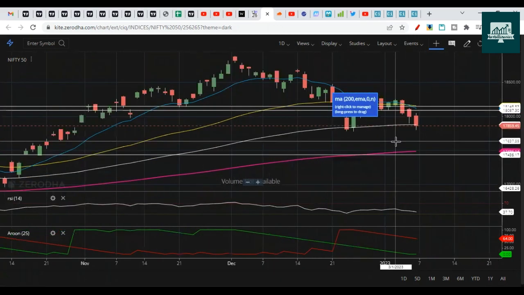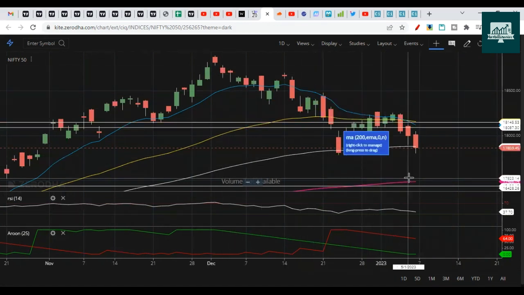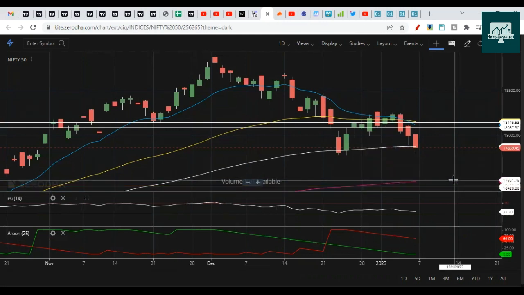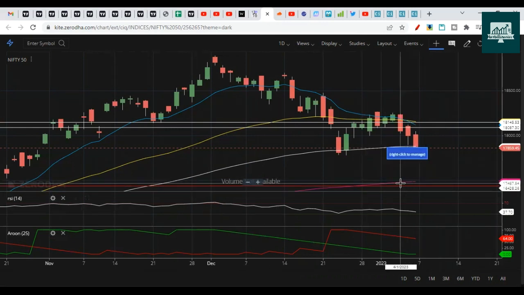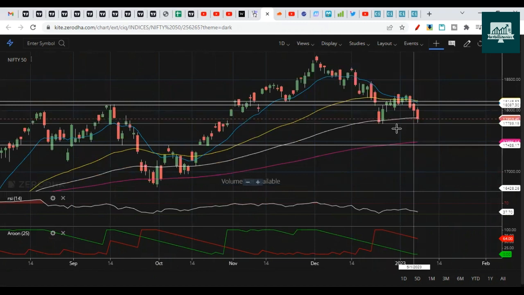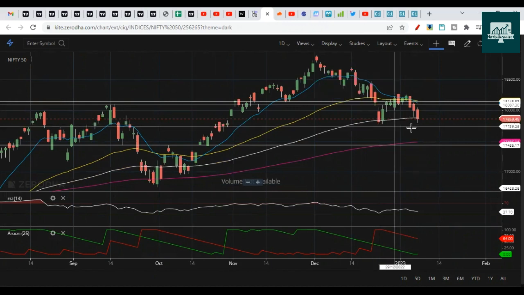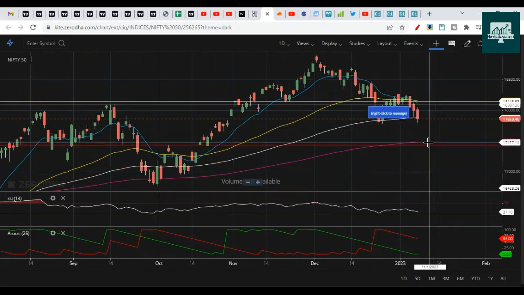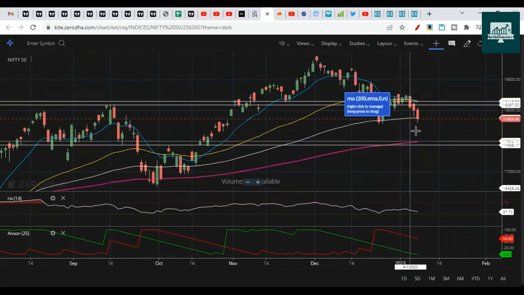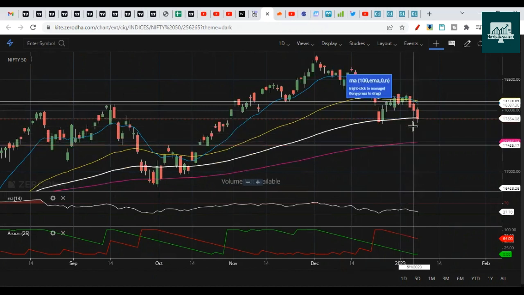So I will not give this much importance, but definitely if it breaks 17,774, as per the indicators at least, we will drop towards 17,500. This is 200 EMA, which is the pink line. Currently it's at support at 100 EMA. Break of this 100 EMA, like a 17,770 break, can take it towards 17,500 as per the 200 EMA. That is the next EMA after 100 EMA.